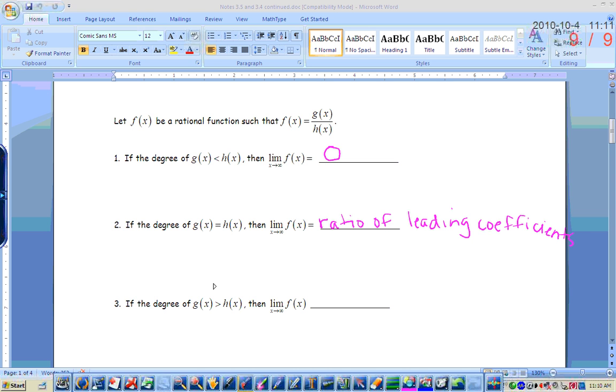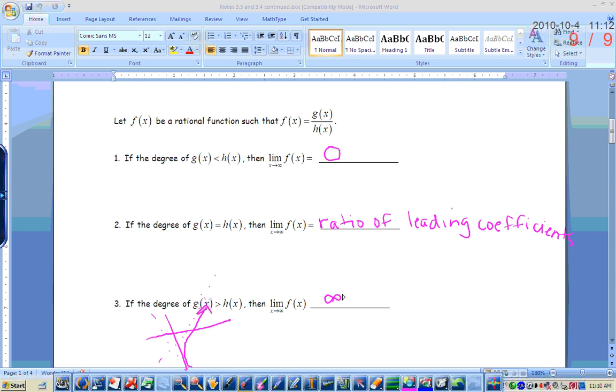All right, what happens if the degree of g of x is greater than the degree of h of x? What type of asymptote do you have? A slant asymptote. Thank you. All right, now, if we have a slant asymptote, let's say like this. Yeah, the solid line's the y-axis. And then I have a slant asymptote that's going up like this. As x is approaching infinity, what is f of x approaching? Also infinity.